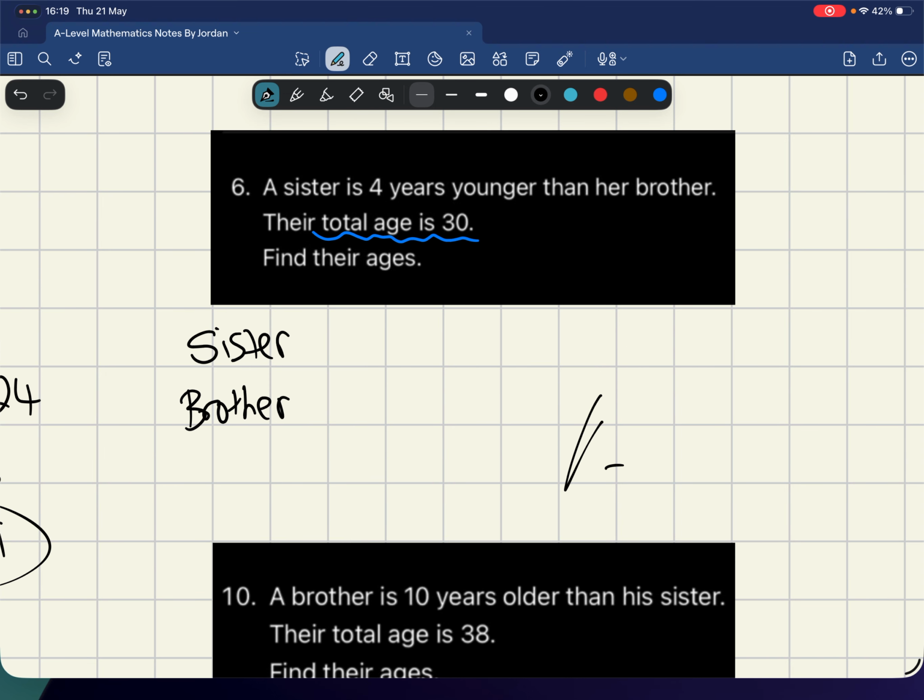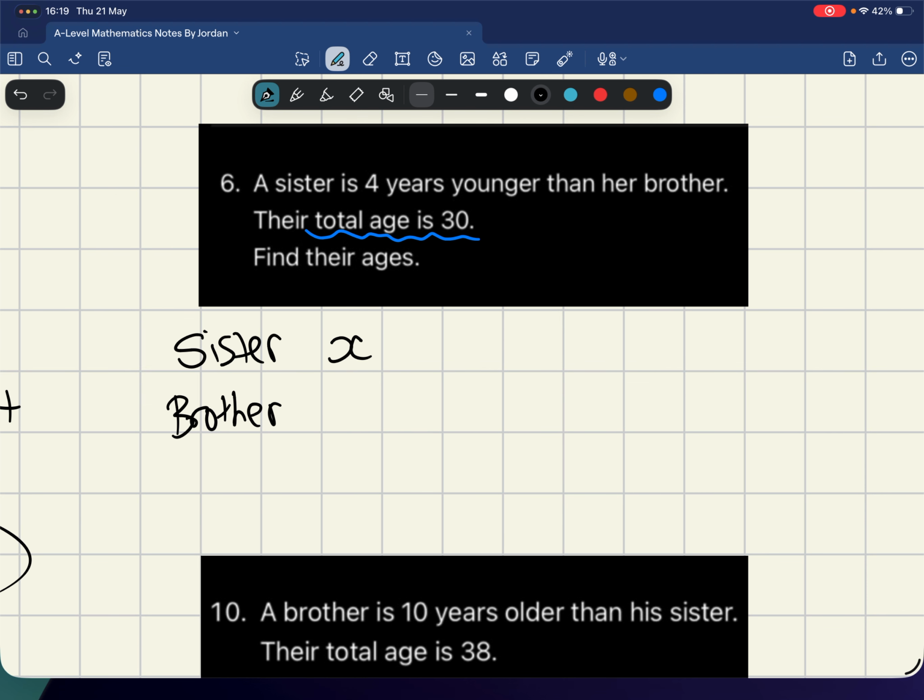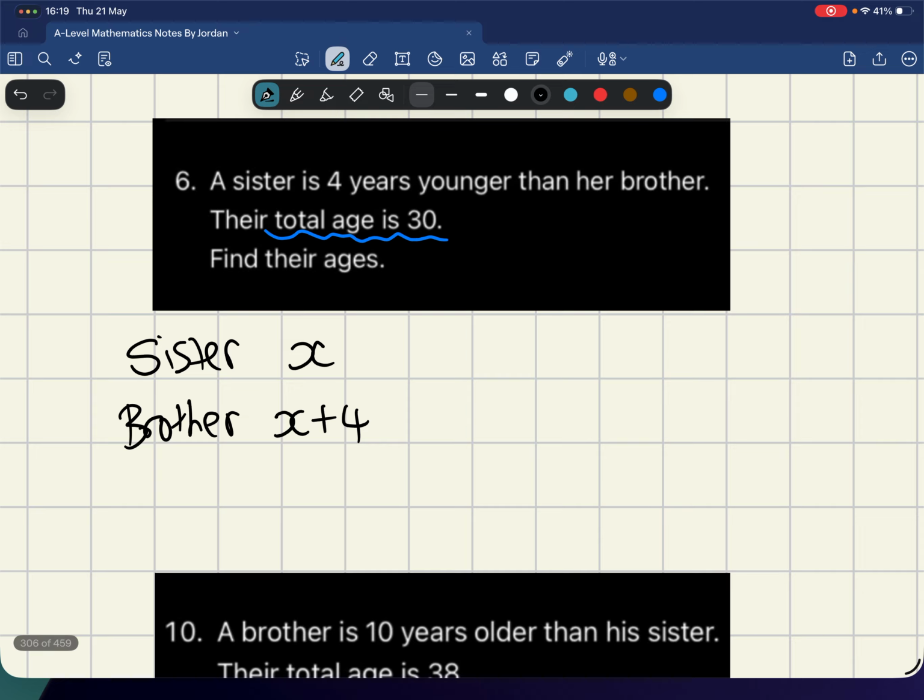So last time I wrote the brother's age as x. This time I could actually write the sister as being x instead. If the sister's going to be 4 years younger than the brother, then the brother's older by 4 years, right? So I could write the brother as being x plus 4. You'll see it works out the same.